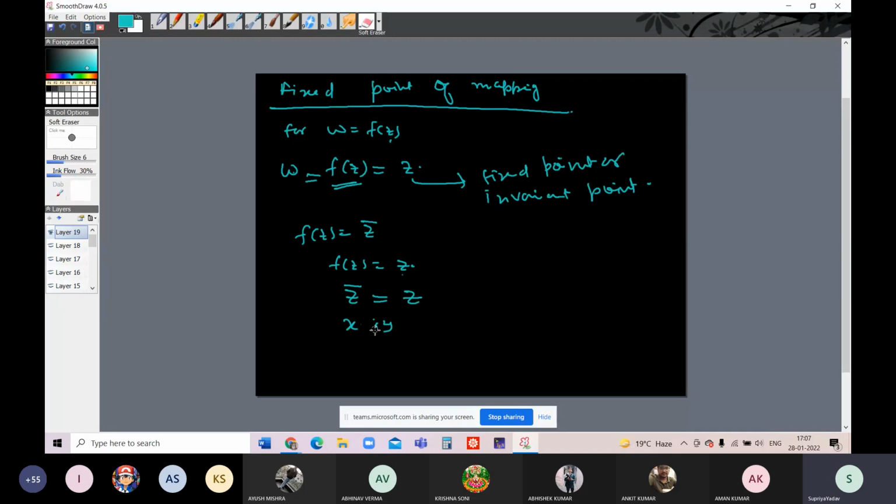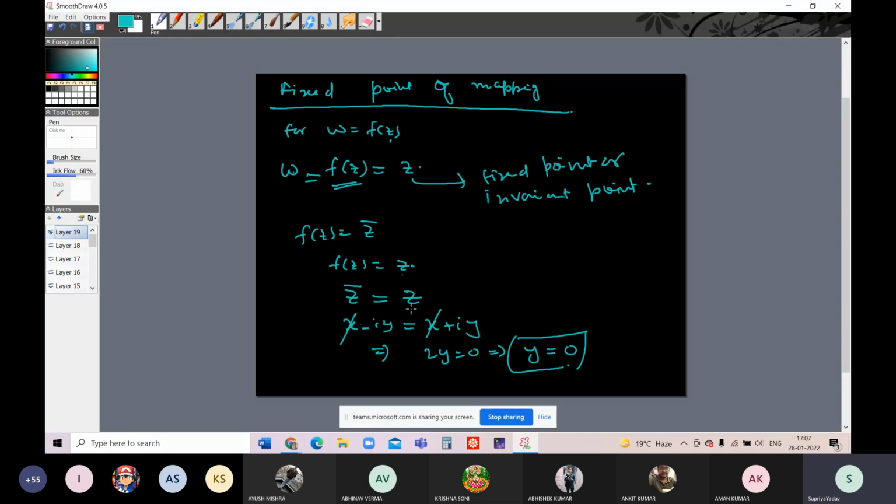If z is x plus iy, its conjugate will be x minus iy, and this will be x plus iy. So this is giving you 2y is 0. It means that y is equal to 0. So for all the line y is equal to 0, for all real x.